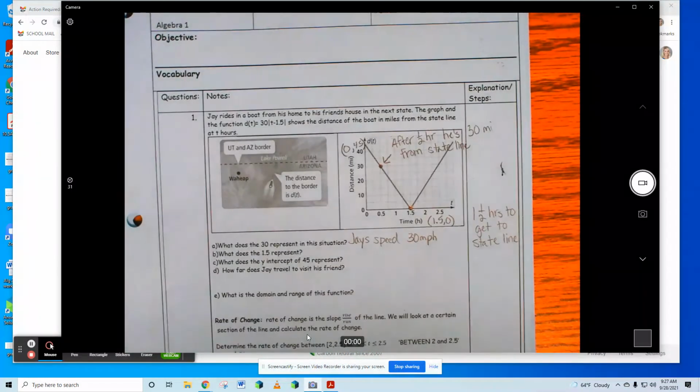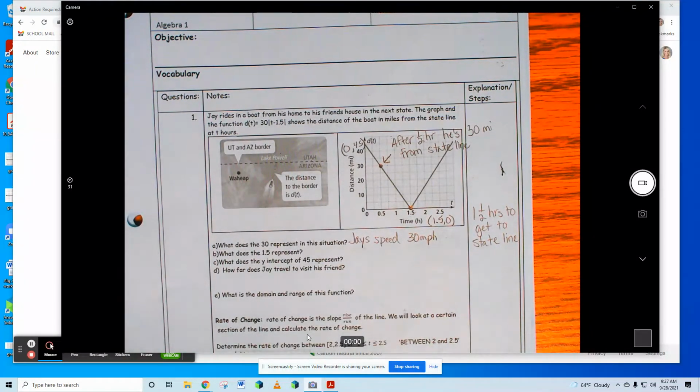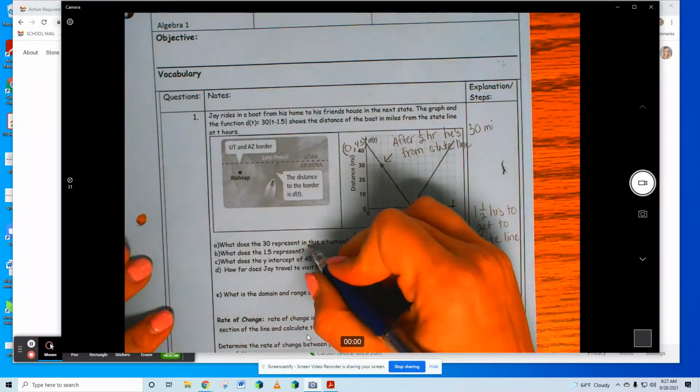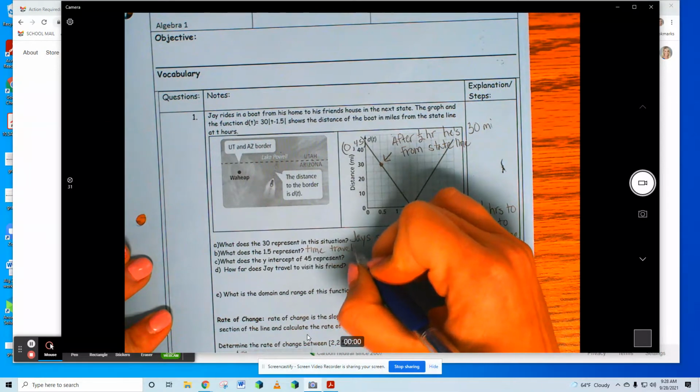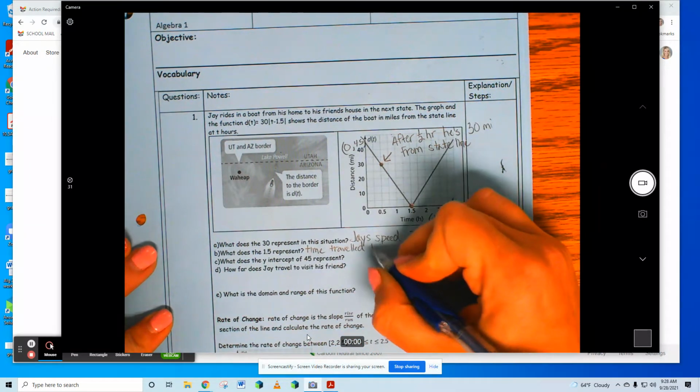But let's still answer B. What does the 1.5 represent? The 1.5 represents his time traveled to the state line. His time traveled to the state line.